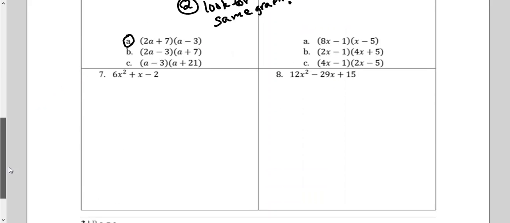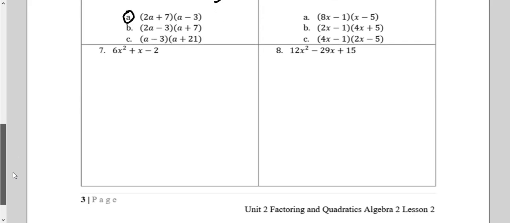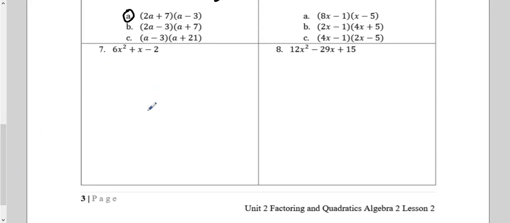Here's another multiple choice for you to try, and unfortunately this won't work if you don't have a multiple choice, but don't worry. If you have any questions, let me know, okay?